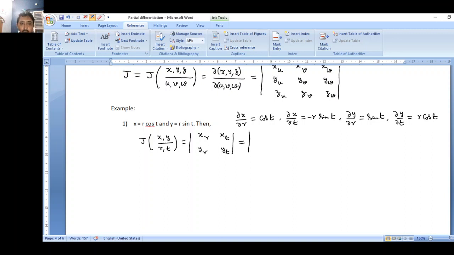this would be, now xr, which is dou x by dou r, is going to be cos t, and then xt, which is dou x by dou t, would be minus r sin t, and then yr, which is dou y by dou r, is sin t, and then yt, which is dou y by dou t, is going to be r cos t.